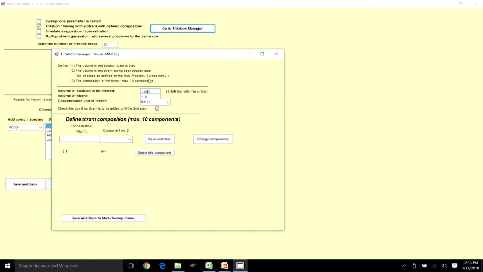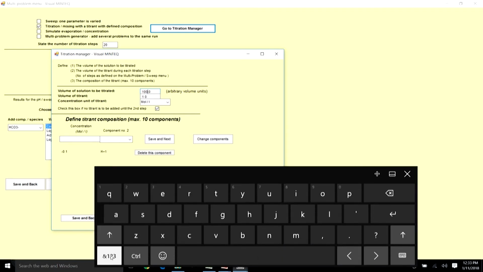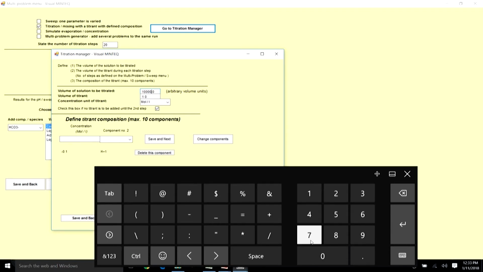So instead of 100, I can have 10,000 there. These are all arbitrary units, right. I can have 10,000 or so units there, and I can have a very high concentration of my base. Let us see what I am talking about. So instead of 100, I am going to go up to 10,000, okay.